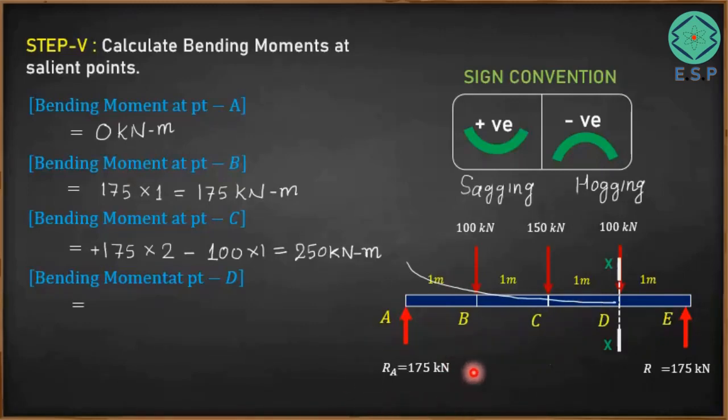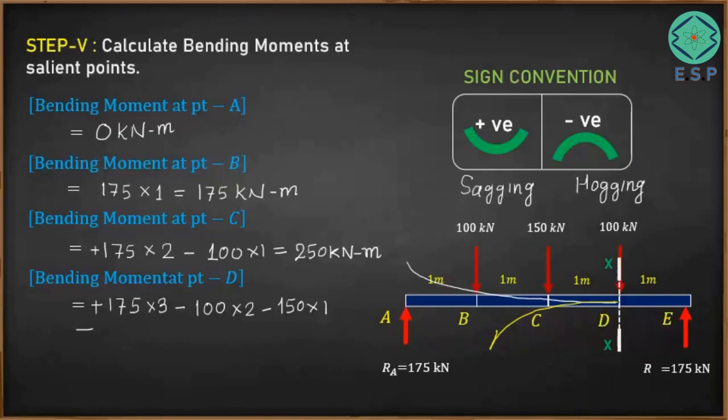It is going to be plus 175 into 3. Now the bending moment caused by 100 kilonewton will be 100 into 2 meters, because the distance of this force from point D is 2 meters, and it causes the beam to bend something like this, so it is going to be negative. Since the beam is bending in this fashion, the bending moment by 100 kilonewton is negative. So minus 100 into 2. Similarly, the bending moment caused by this 150 kilonewton about point D is also negative, because the beam is going to bend in this fashion, which is hogging of the beam. So it is minus 150 times 1.